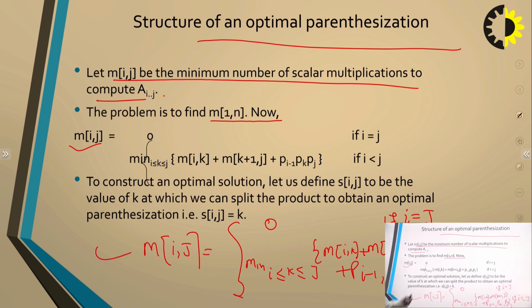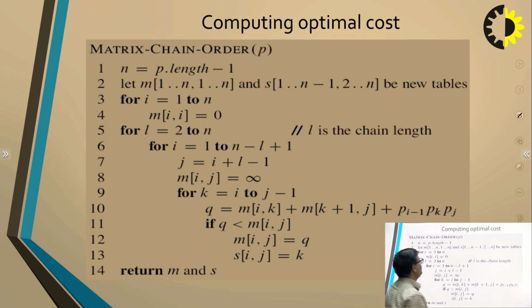Here, to construct an optimal solution by this formula, after this we will define Sij, meaning the parenthesization matrix. Okay. We also call it the Si comma j matrix. Next, here this is the algorithm of the matrix chain multiplication.